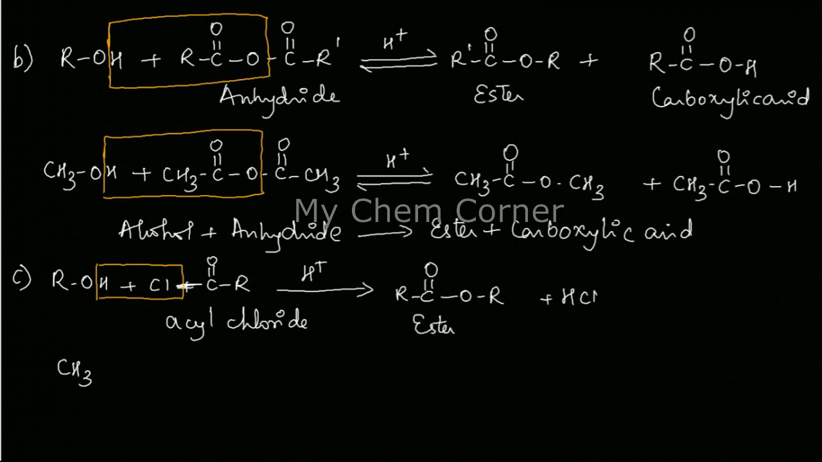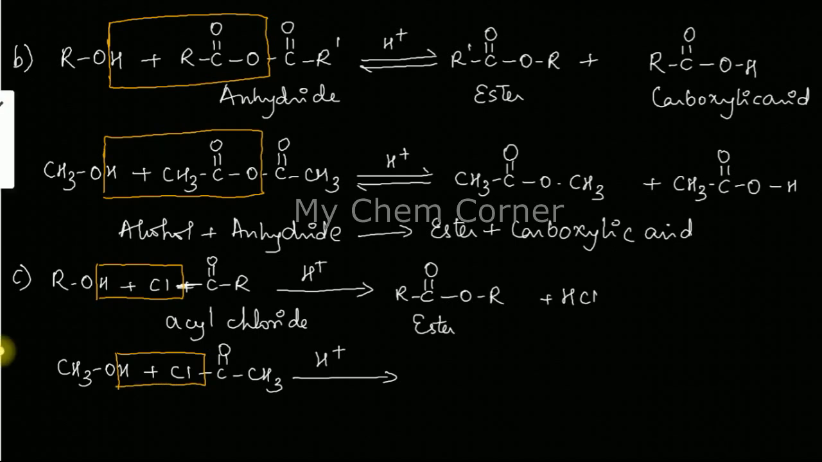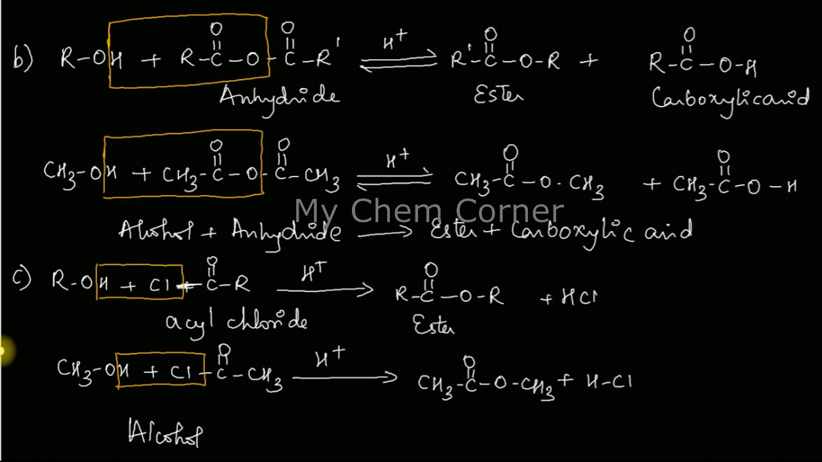If I take an example, this is going to be CH3OH plus Cl, C double bond O, CH3 with H plus. Here also it's going to remain the same. The oxygen-hydrogen bond will break. It picks up the Cl, which is a negative center. And when I get the byproduct, it's HCl. And here this is going to be CH3, C double bond O coming from the acyl chloride and OCH3. So here what is it? It is going to be alcohol plus acyl chloride giving ester plus HCl.